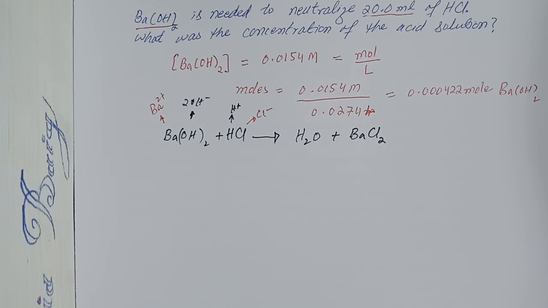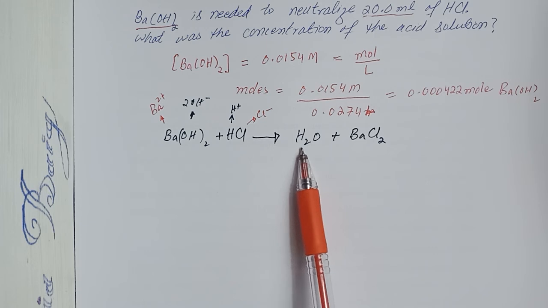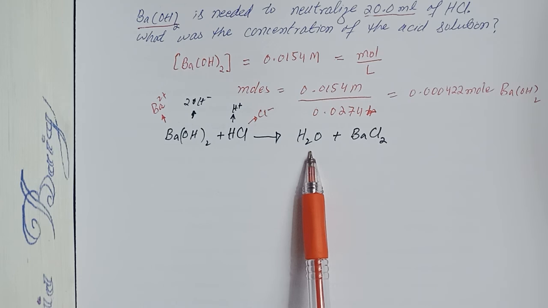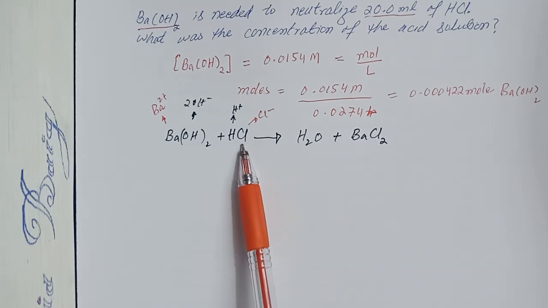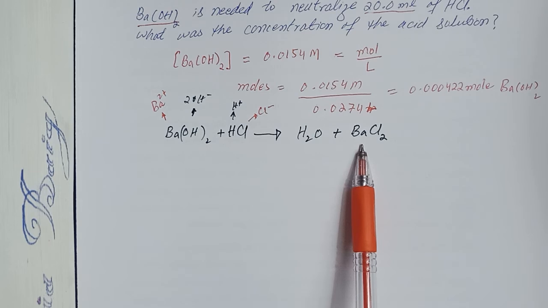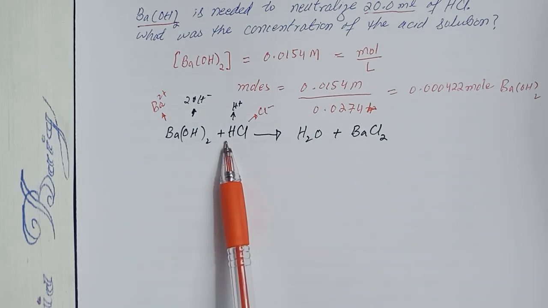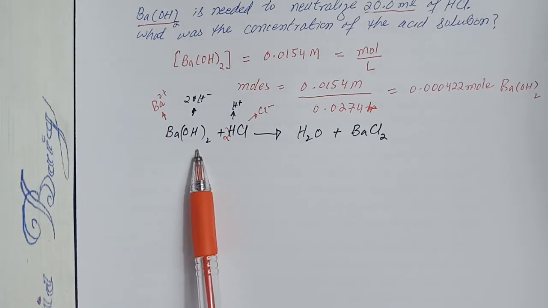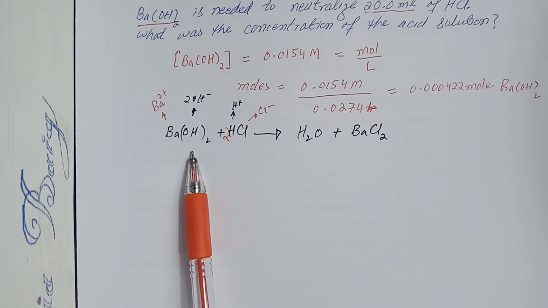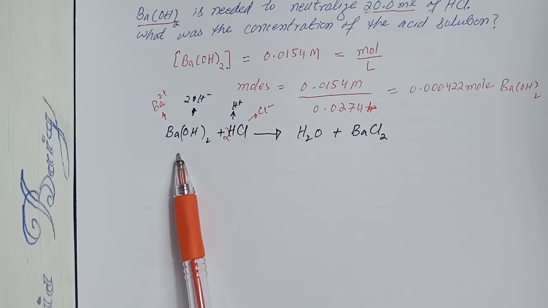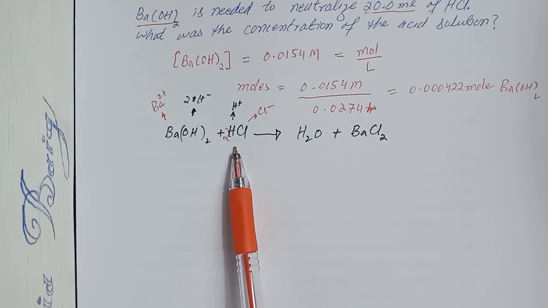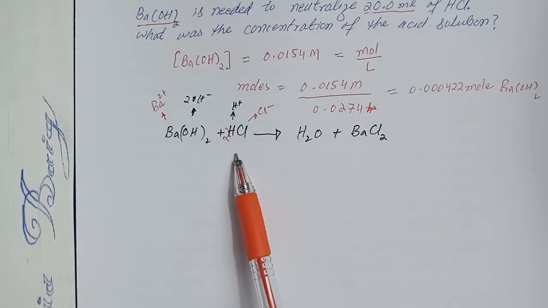The next step is to balance the equation, and here we can see that the 2 hydrogens have been used from HCl in order to make 1 water molecule, and 2 chloride are used to make 1 barium chloride. So we need to multiply with 2 to HCl. So for neutralization reaction, 1 barium hydroxide unit is used to neutralize the acid of 2 units.